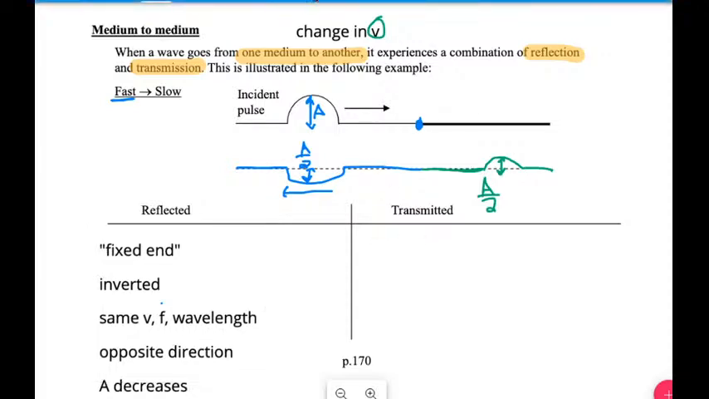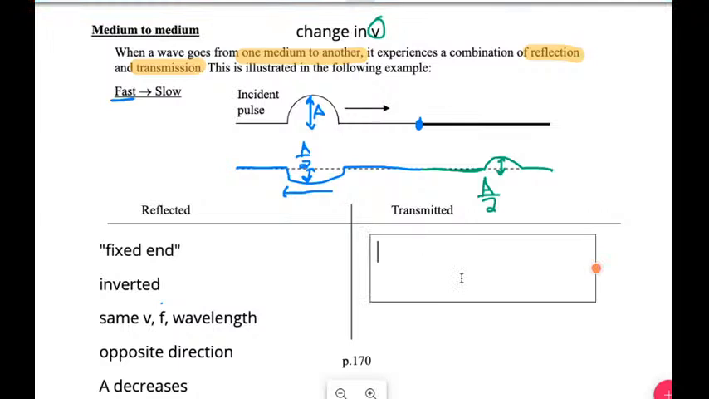All right. Now let's look at our transmitted part. We know always it'll have the same frequency, right? That's a good place to start. Doesn't matter if we change mediums, we're going to have the same frequency as our source. Going from fast to slow means we need to have a change in speed. And since it's now in the slower medium, it's going to have a slower speed. So the speed decreases.